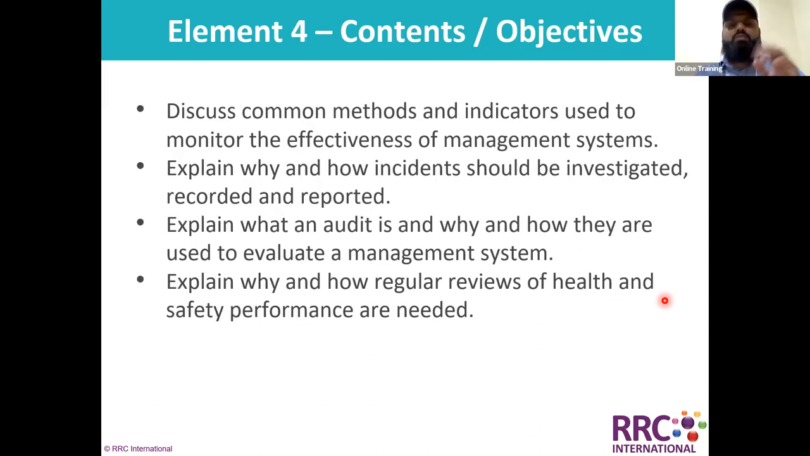Right? In element 4, what we are going to do is monitor the whole system. In element 1 and 2, we basically did the plan, and the do part was also coming in somehow. Basically, in element 3, we did the do part. In element 4, we will be having a check, a monitor. Okay, we will be having a check over there. We will be monitoring, and then we will be identifying the gaps through the audit. Okay, how did we do that?